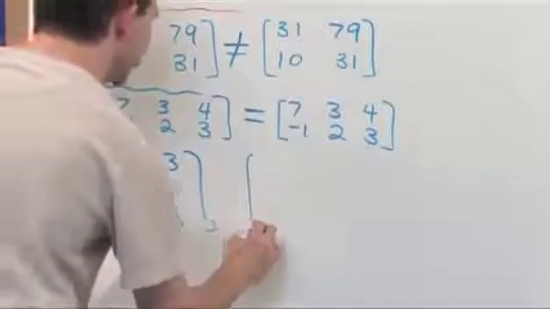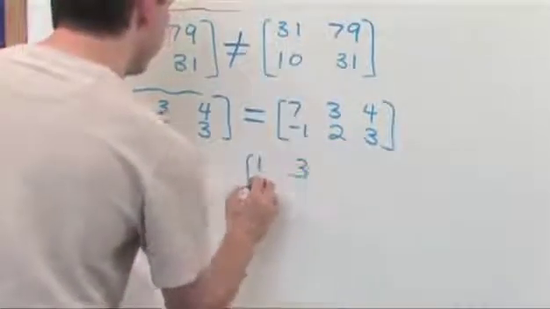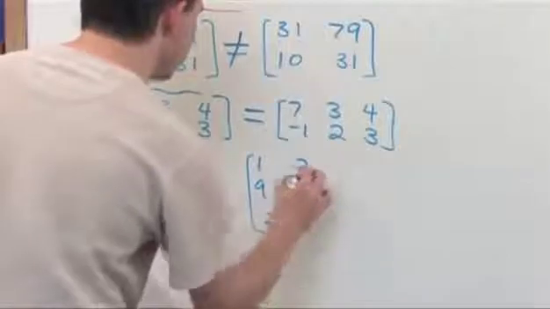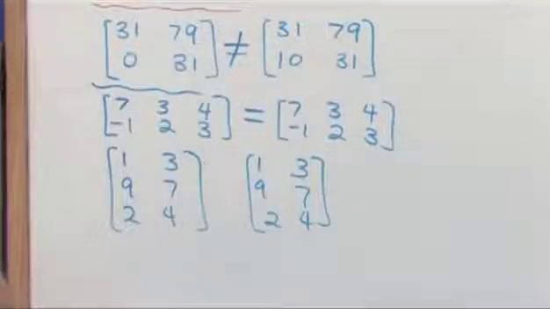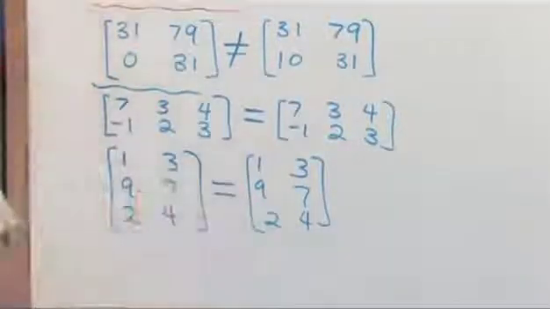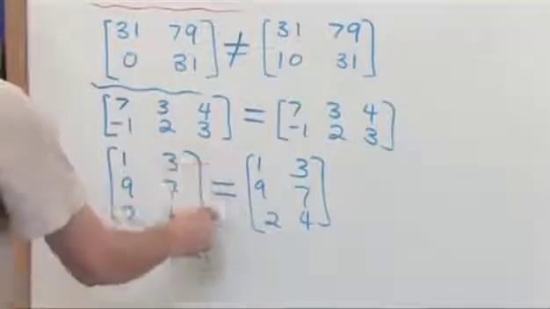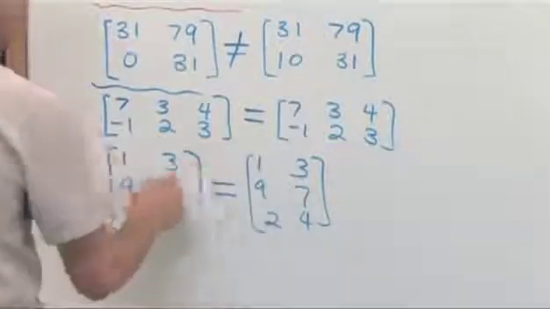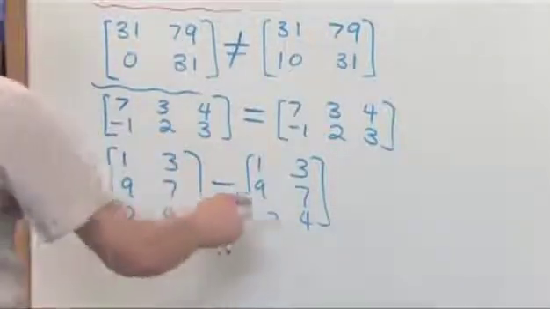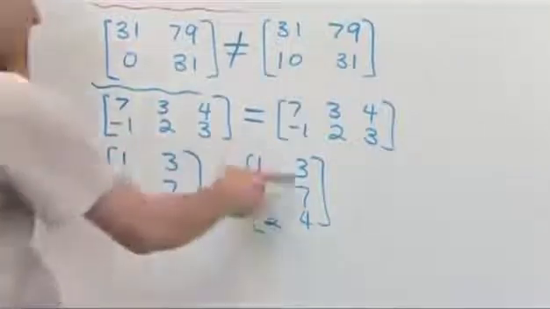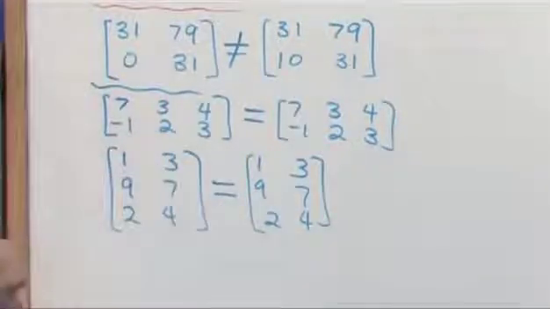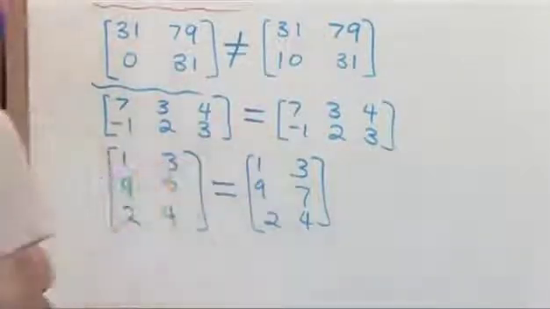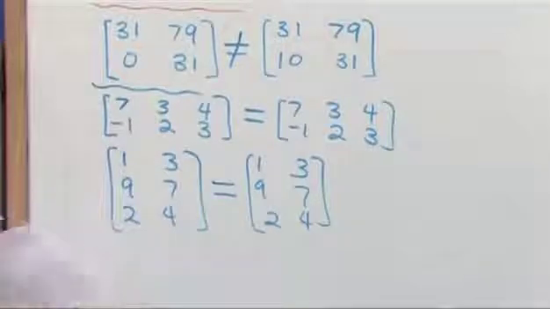Is it or is it not equal to 1, 3, 9, 7, 2, 4? Okay? I hope you can see at this point that these guys are equal. They have the same number of rows, 3 rows, 3 rows, 2 columns, 2 columns, and everything is equivalent. 3 with 3, 9 with 9, 7 and 7, 2 with 2, 4 with 4. If any one of these numbers did not match the corresponding number, just like in this case up here, they would not be equal, but because they have the same number of rows and columns, and because every single corresponding entry is the same, they are equal.